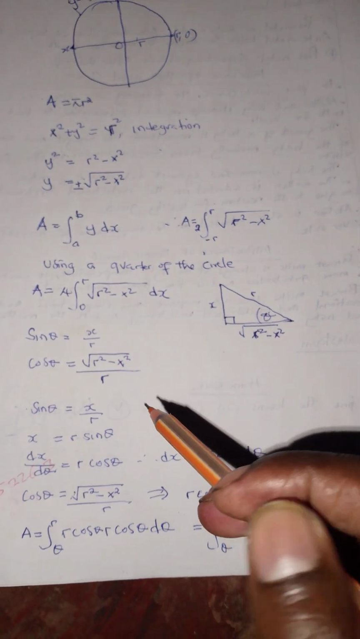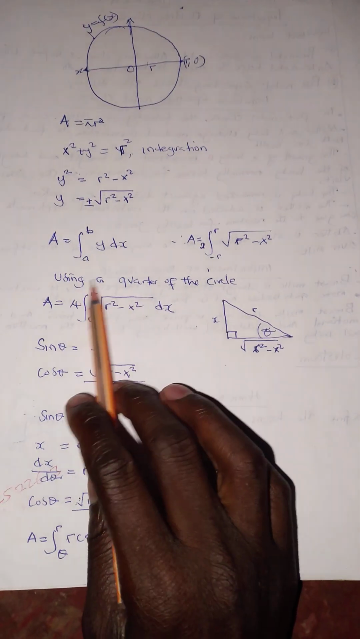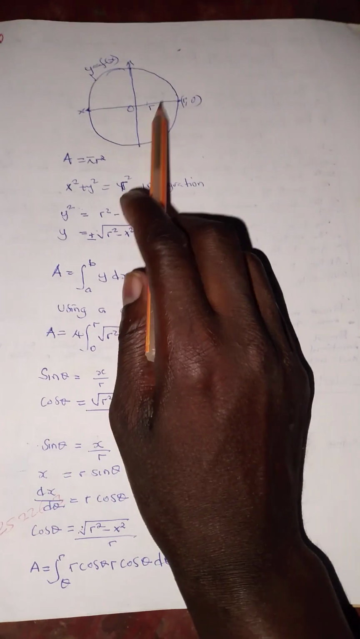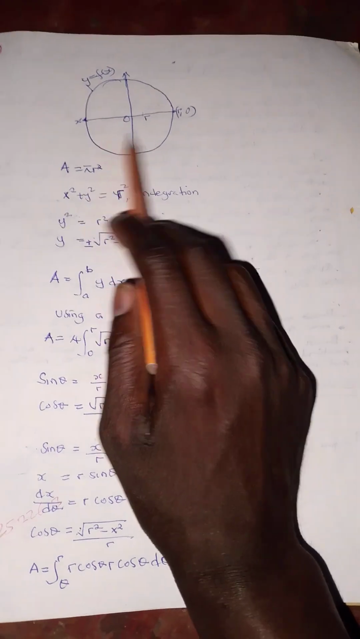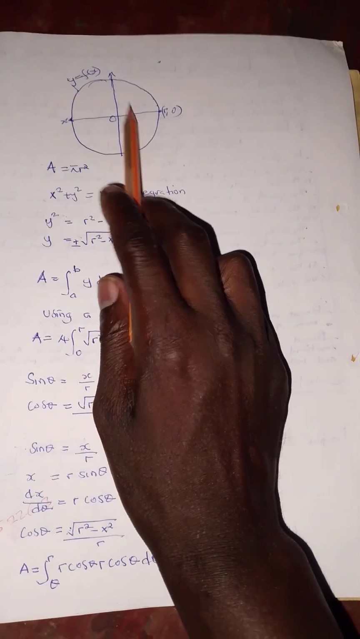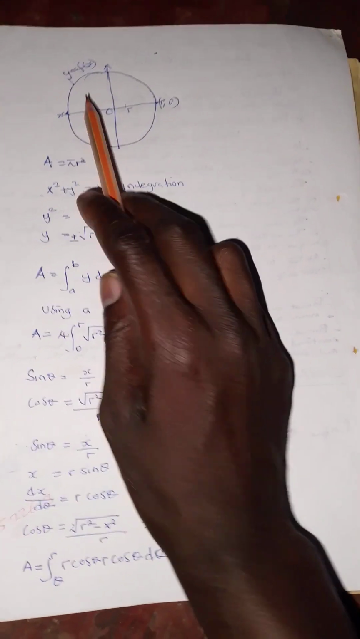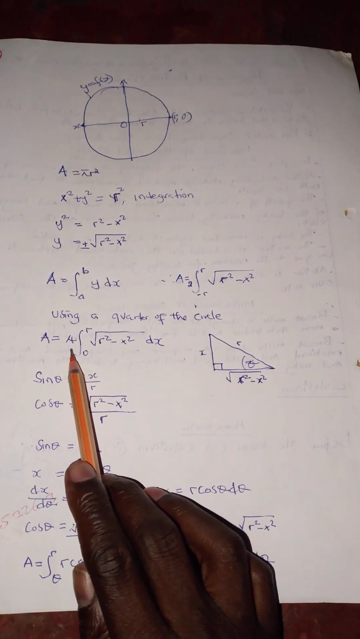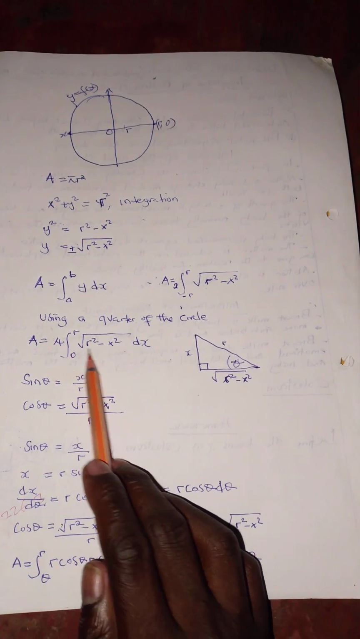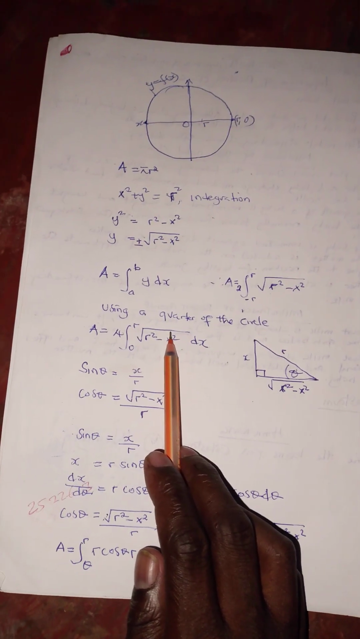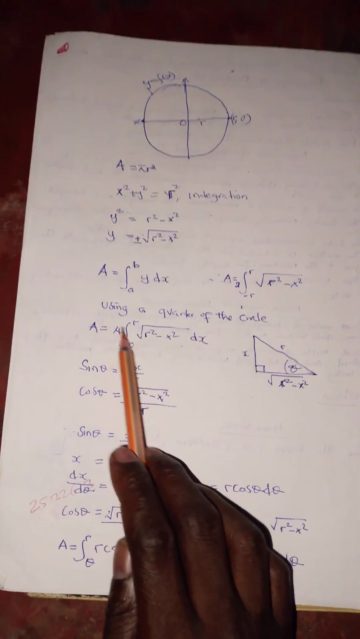Okay, so let us continue. Using a quarter, you can also integrate using just a quarter. Since the circle is divided into 4 parts, we can multiply by 4 when we get just this small integral. Okay, so I'm going to use the same approach.